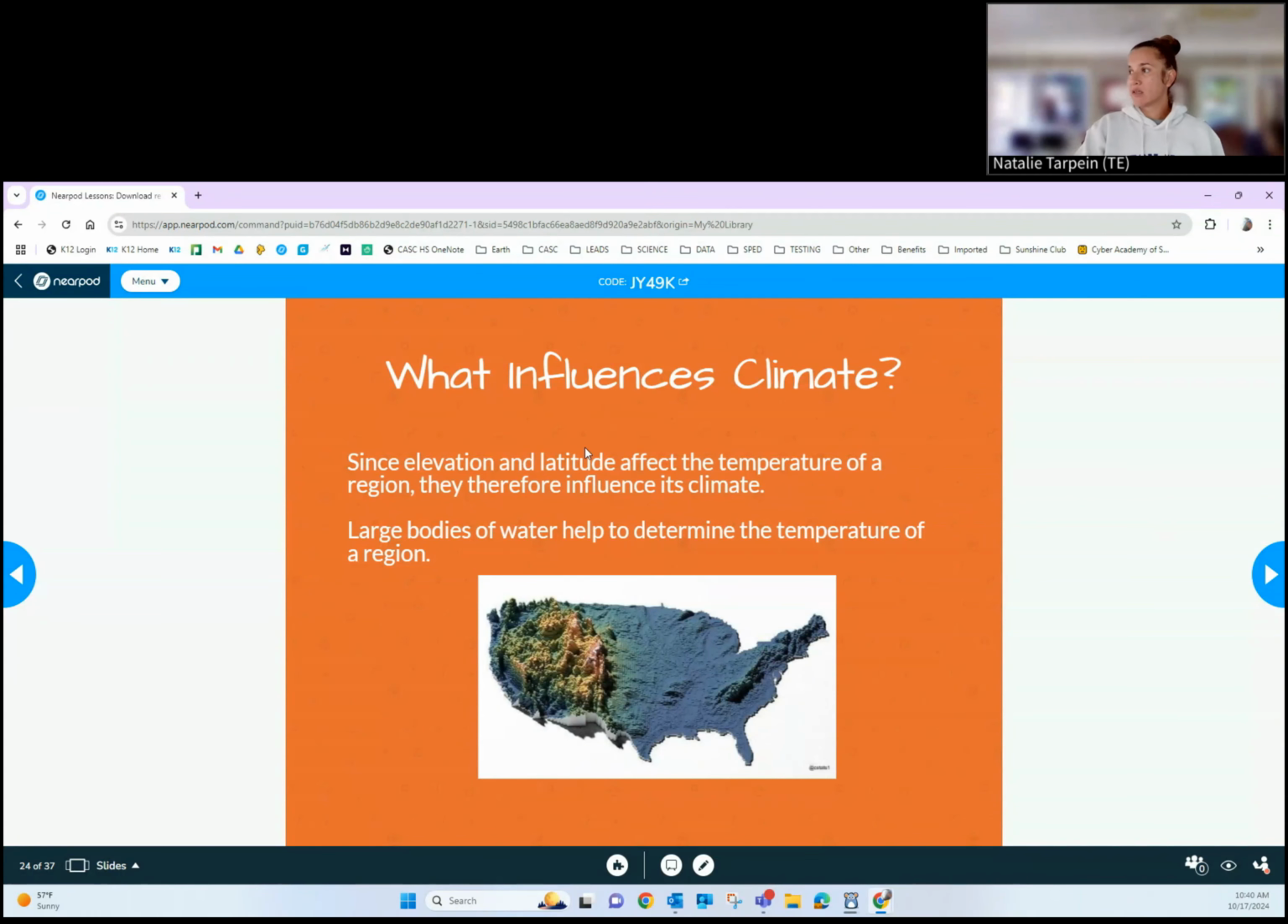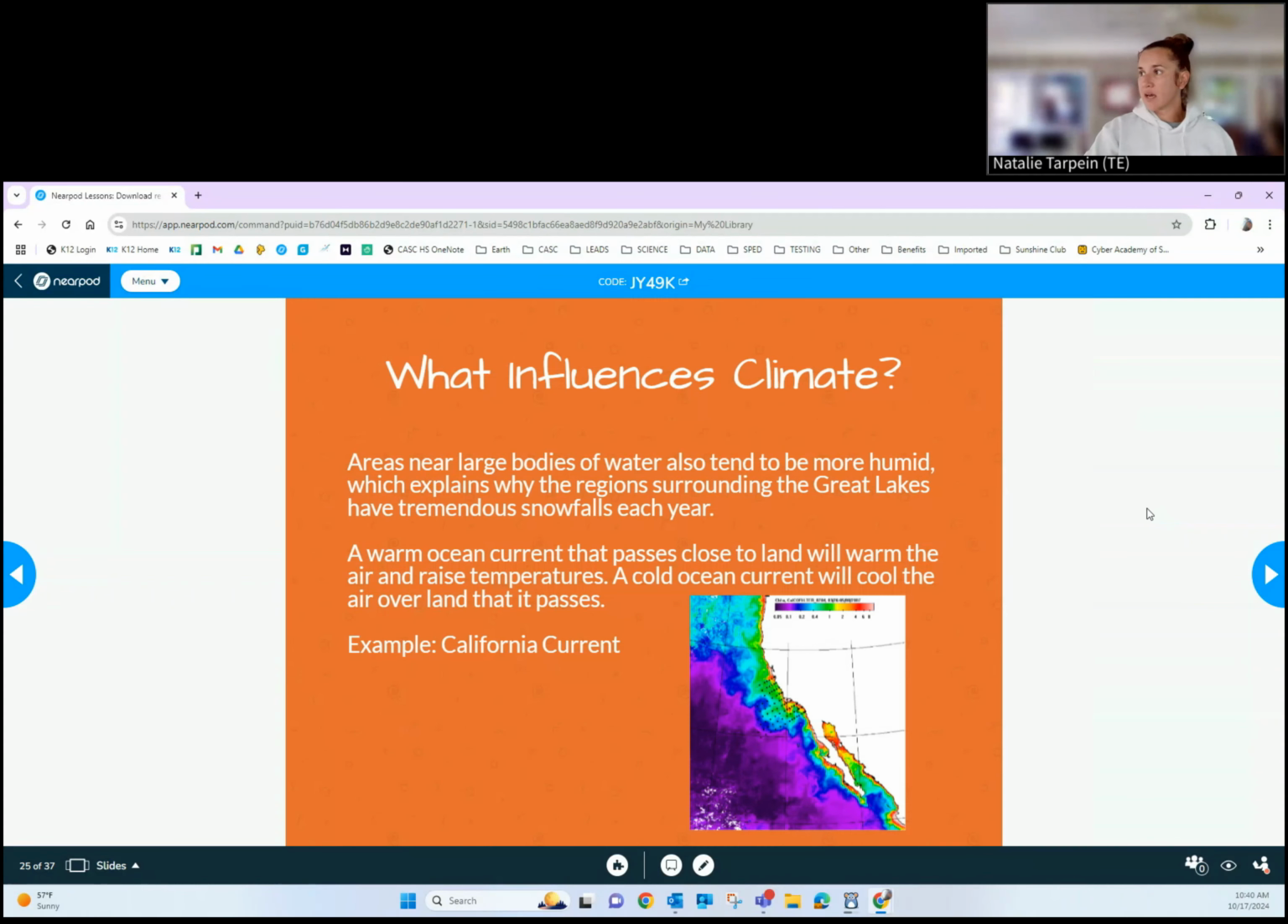So we said elevation and latitude affect the temperature. Also, large bodies of water affecting the temperature too. That specific heat effect. Also tending to be a lot more humid near large bodies of water. So that basically means just more water molecules in the air, not ones that we can see, but just microscopic, like water vapor. So areas like the Great Lakes, more water in the air leads to more snowfall too. They get those, I think they call it the lake effect, those big giant snowflakes. I've never been up there, but I want to go.